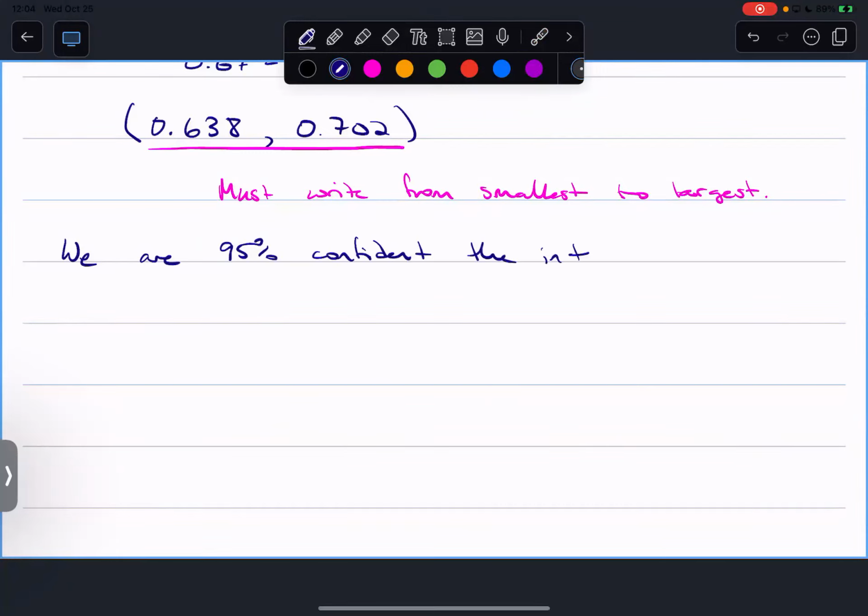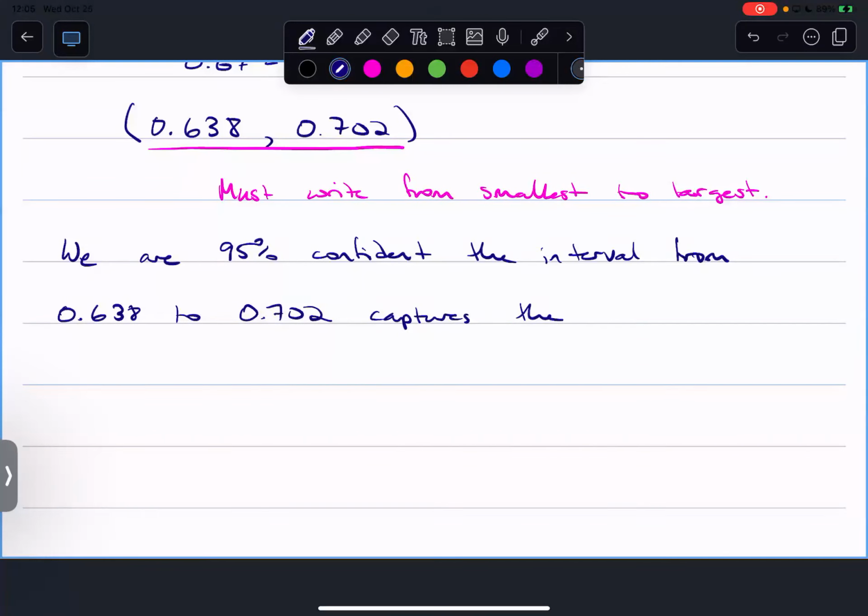the interval from 0.638 to 0.702, just grabbing the values that you just found, captures, right? Remember, you're fishing with a net. And so captures the population proportion of adults who think that the Facebook categories are accurate, right?